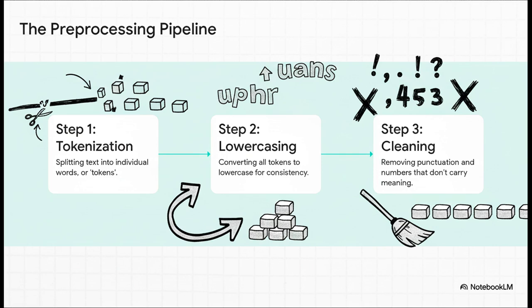And we do that with a simple 3-step pipeline. First up is tokenization. We just chop the sentence into its individual words, or tokens. Easy enough? Next, we force everything into lowercase. Now, "transformer" and "Transformer" are finally the same thing. And last, we clean out all the junk, all the punctuation, the exclamation points, anything that isn't a core word. What we're left with is a super clean, predictable list of tokens ready for the real work.